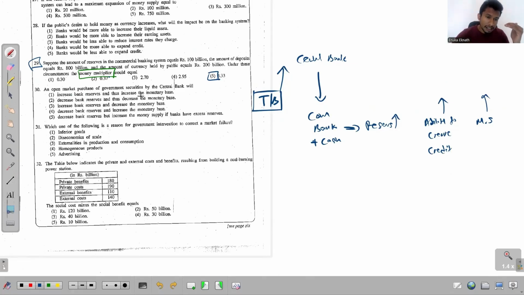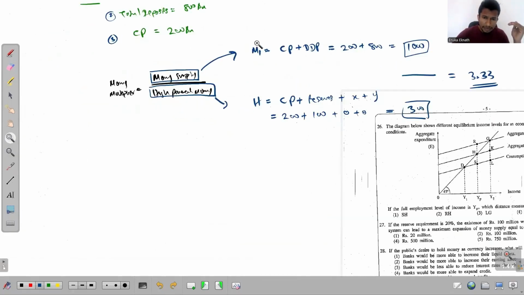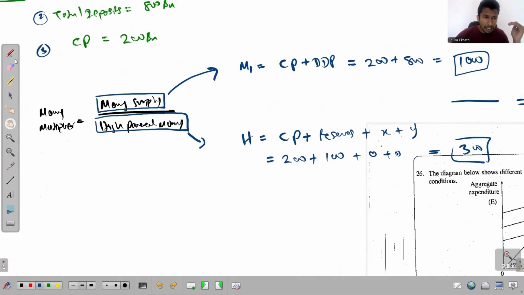As we discussed in the previous question, when bank reserves get increased, even the amount of high powered money increases.